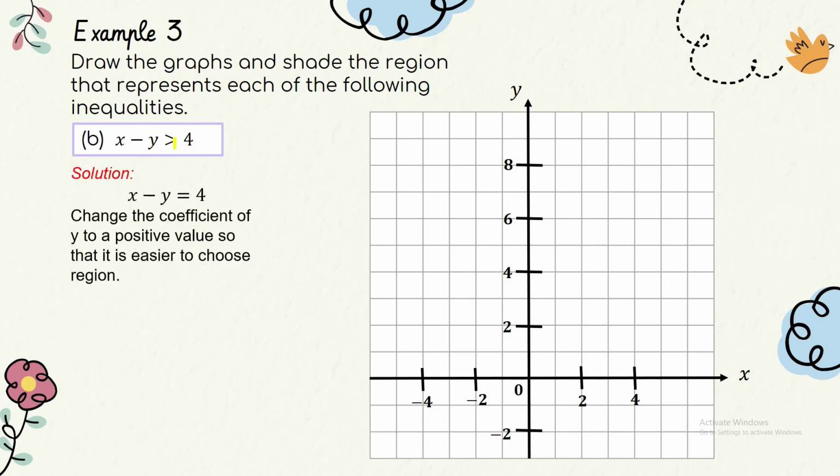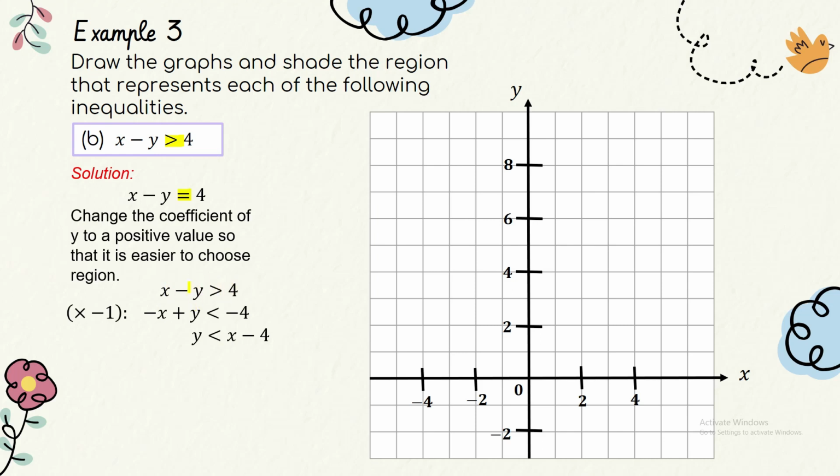Okay, so solution, we need to change this into equation first, which we change the sign only into equal, and then change the coefficient of y to a positive value so that it is easier to choose region. Okay, this y must be in positive value. This is negative value, so we need to change into positive. Okay, this is the step. Okay, x minus y higher than 4.